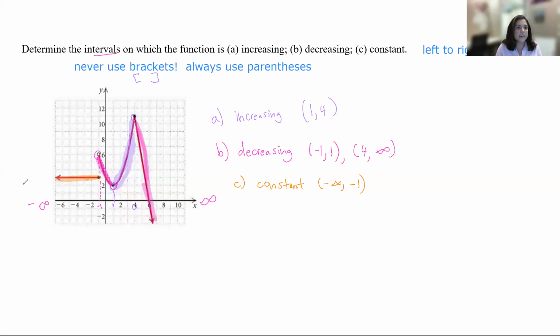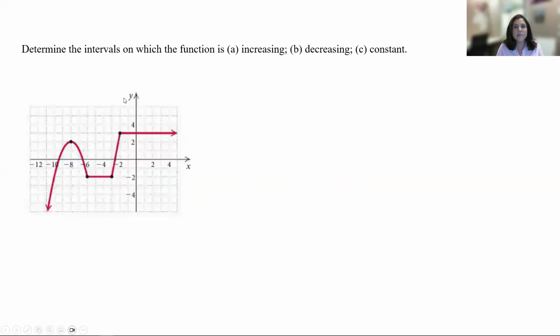So let's look at the next example. Again, we want to see when the function is increasing, decreasing, or constant. If you want to pause the video and try it on your own, I encourage you to do that. But let's go ahead and look at it. So again, I like to think of a roller coaster from left to right. When are you going up the roller coaster? That's when it's increasing. And so we have this interval here. And then we also have this section here where it's increasing.